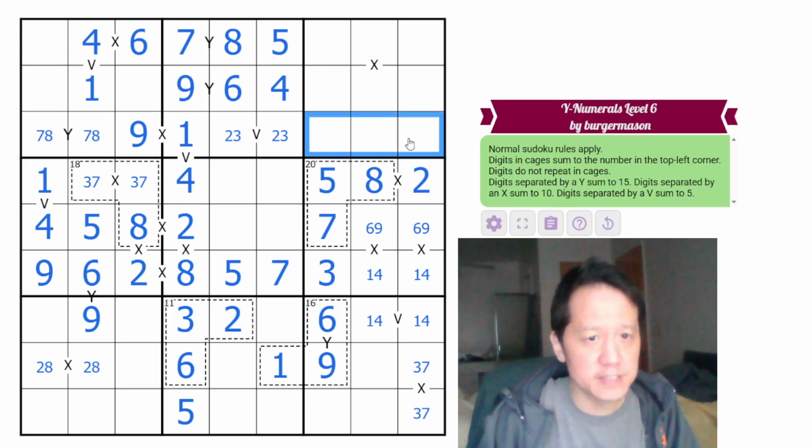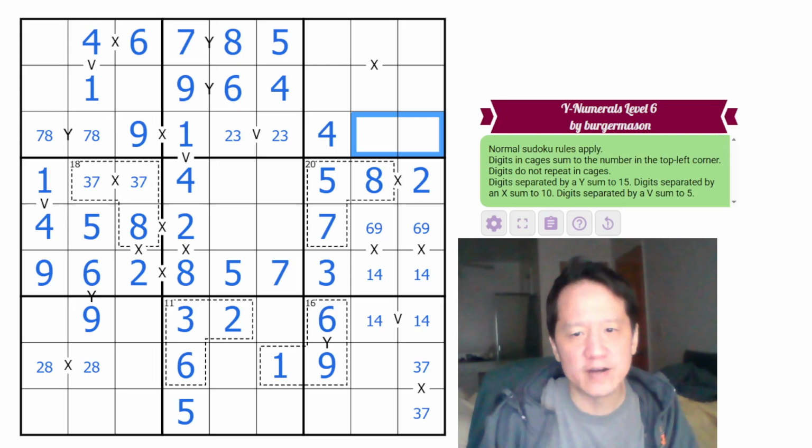The remaining digits here are 4, 5, and 6. This can't be 5 or 6 because of the 5, 6 here, so this must be a 4. These remaining are 5 and 6.